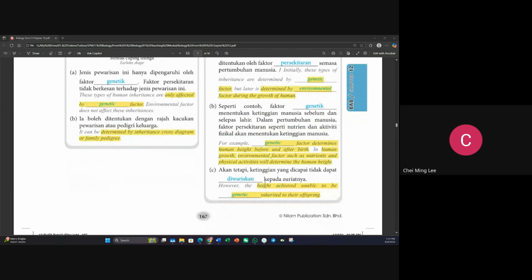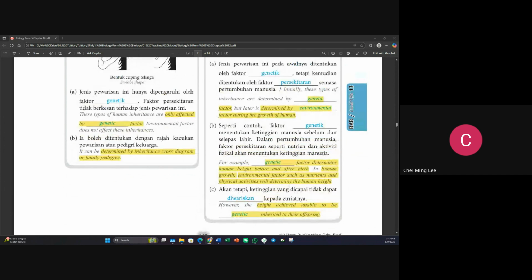However, the height achieved is unable to be genetically inherited by the offspring. The genes, yes, the alleles, your genotype can be inherited. However, it doesn't show up directly in your babies, your offspring. This one is still affected by environmental factor.